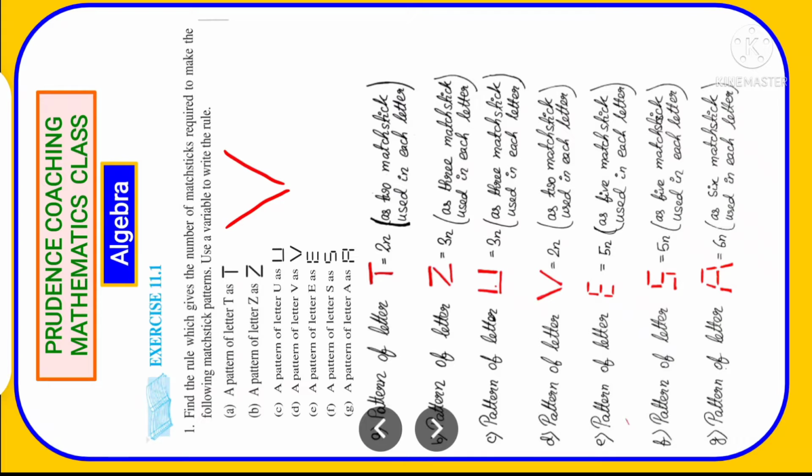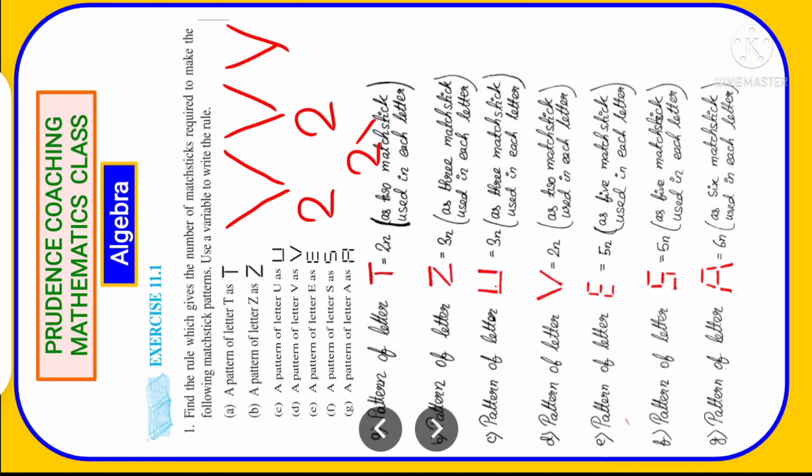So for forming a single V, we will use 2 matchsticks. Now if we make the pattern of 2 V's, then we will use 2 plus 2 or 2 into 2, 4. Here 2 is for the matchsticks and 2 into 2, that is 1V and 2V. So 2 into 2, 4. Now if we say that we are making 3 V's, then you will get 2, that is constant, into 3. That is 6 will be the answer.